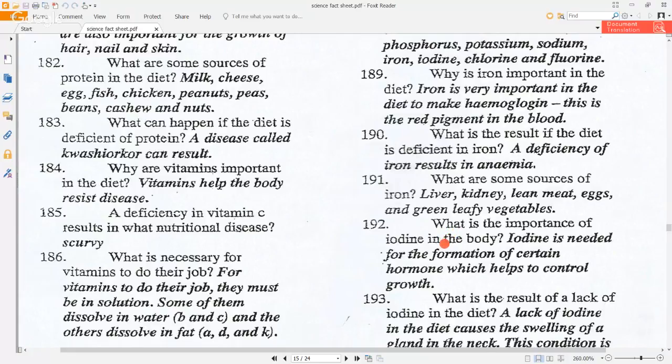192. What is the importance of iodine? Some people say iodine, some people say iodine. Iodine is needed for the formation of certain hormones which help to control growth.